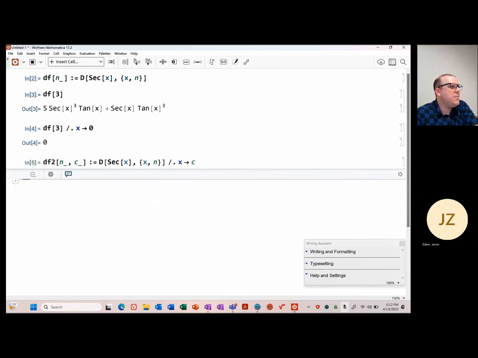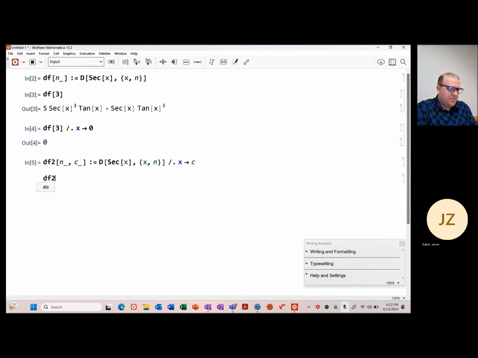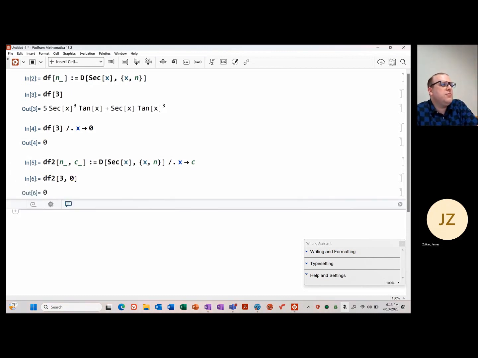Because I can just define it that way in Mathematica. And now if I do third derivative at 0, it'll give me 0. And so if you can do it on the calculator, it's going to be a lot more complicated than this.